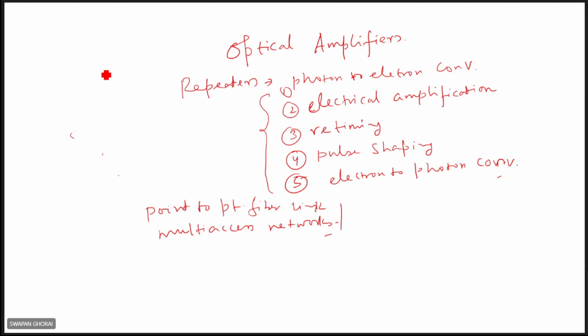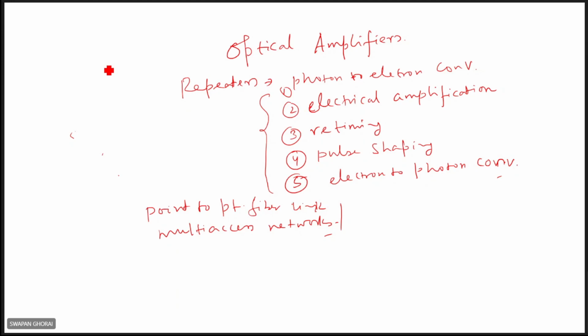In the electronic domain, you have to do the retiming, pulse shaping, etc. And again, you have to convert electrical to optical. So these are the things that are to be done in the repeaters. So it is very costly and also complex, particularly if you consider multi-wavelength transmission in optical fiber, DWDM systems, wavelength multiplexing, where more than one carrier is being transmitted. So it's a very complex phenomenon if you consider a larger number of repeaters.